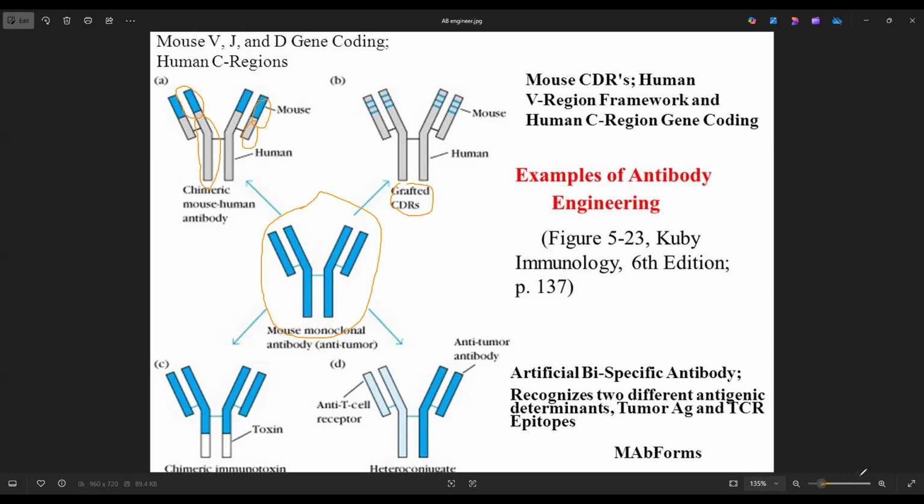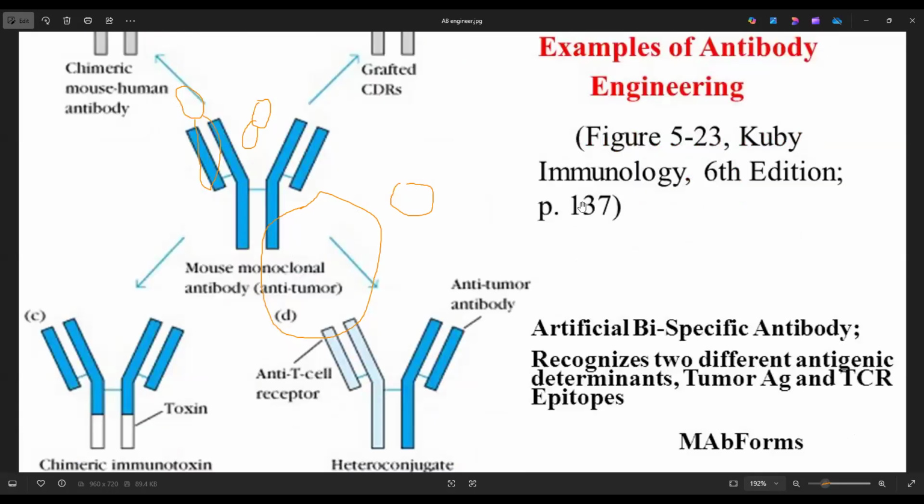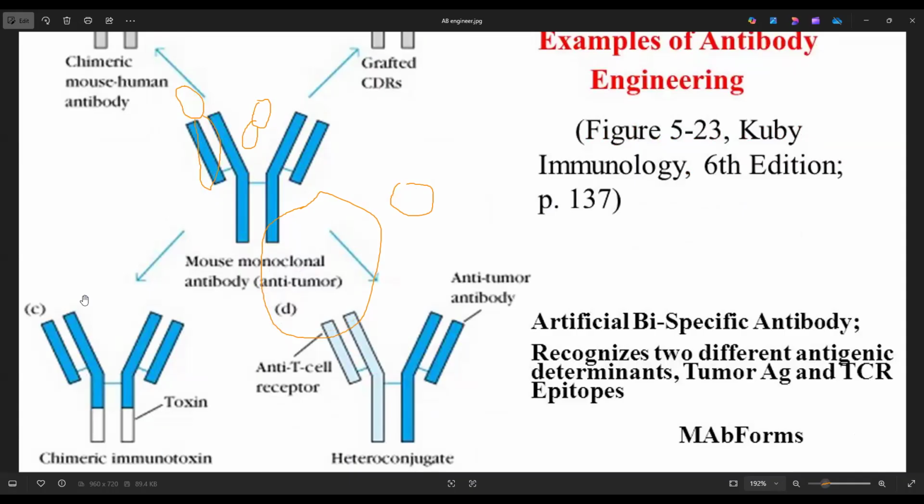Another strategy we see is that we can produce this antibody, the chimeric immunotoxin. So what are toxins? There are some toxins, for example, those that belong to Shigella, or ricin, or diphtheria, and these toxins interfere with the process of protein synthesis and will kill the target cell. So immunotoxins we can use for therapeutic purposes, for the treatment of tumors, for the treatment of cancers.